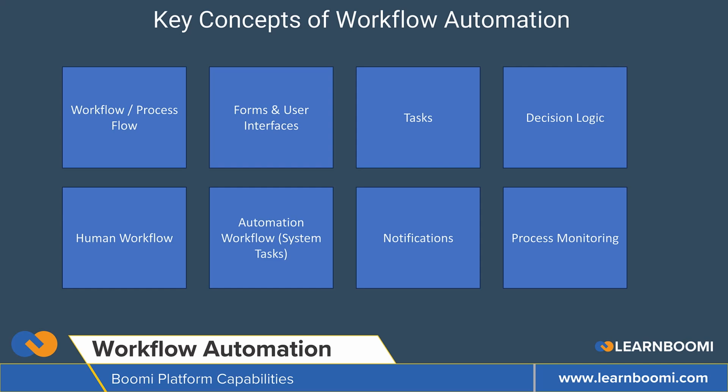Next is the human workflow: human actions like review, approval, verification, data entry, and such things. Then you have automation in the workflow, which is the system tasks, system-to-system actions like calling an API, triggering an integration or updating a database. Then you have notifications: an email or in-app alert sent when a task is created, pending or completed. Then you have process monitoring: a dashboard showing work in progress, pending tasks, SLA violations and bottlenecks. These concepts all apply to workflow automation tools. When you have these kinds of challenges, you need something called workflow automation.